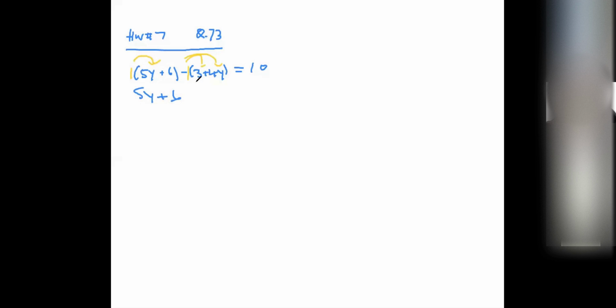Negative 1 times 3 would be? Negative 3. That's right. You have negative 1 times positive 4y. Negative 4y. Okay, you want to clear the parentheses. What do you do next?